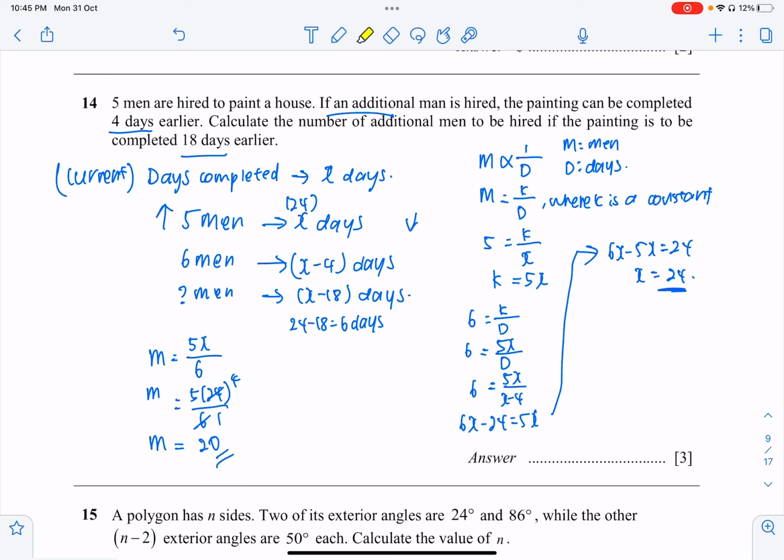But take note, because the question is looking for additional men, so in this case the number of additional men is 20 minus 5, which is 15 men required. All right.